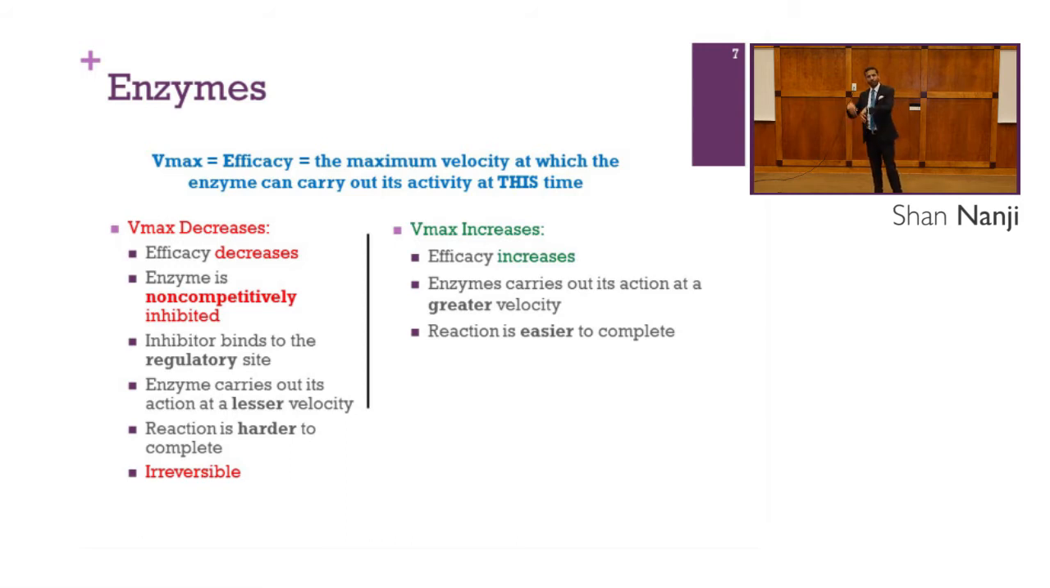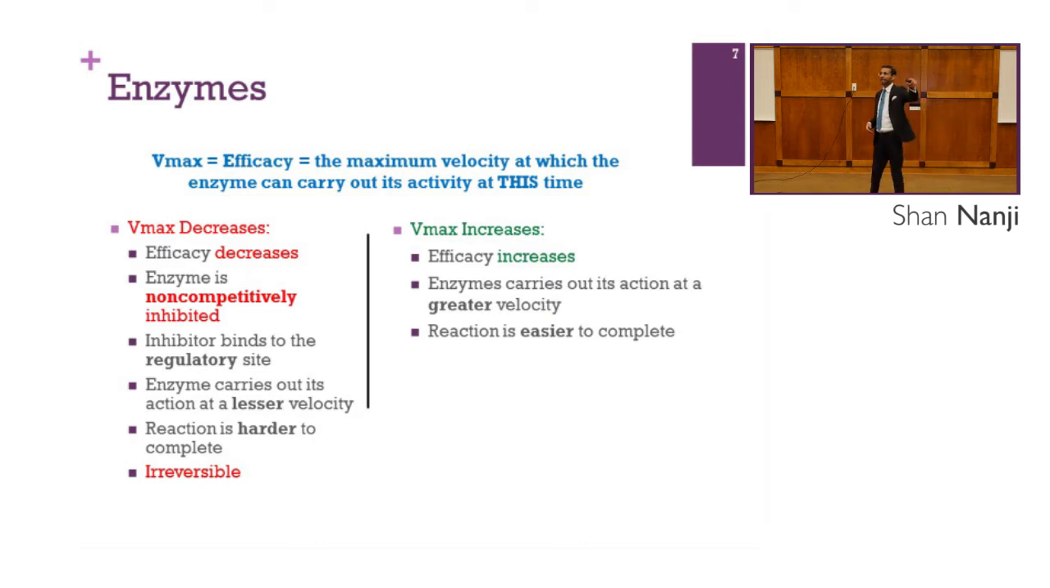Vmax goes down, efficacy goes down. Excellent. And that means this enzyme is non-competitively inhibited. Understand? So in competitive inhibition, Km went up. But in non-competitive inhibition, Vmax went down, which means efficacy went down.